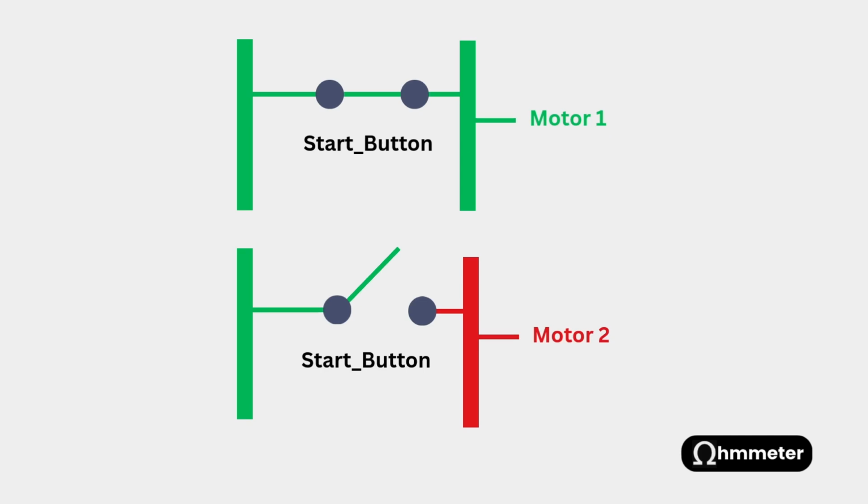So for example, we have a start button and a coil, which is a motor. If the start button is pressed and the contact is closed, the motor is energized. If the start button is false or not pressed, the motor is off. Simple, right? But let's make it a bit more useful.